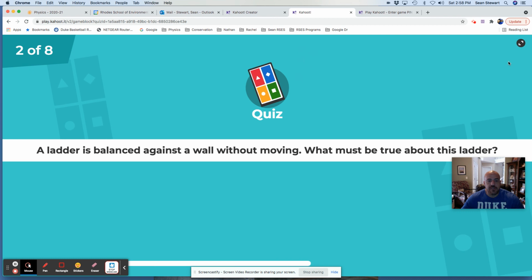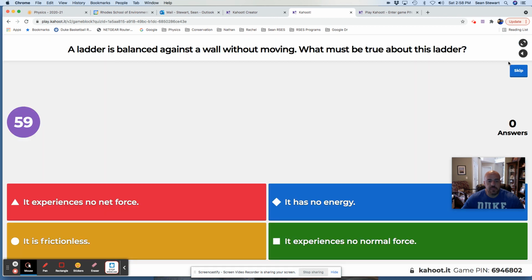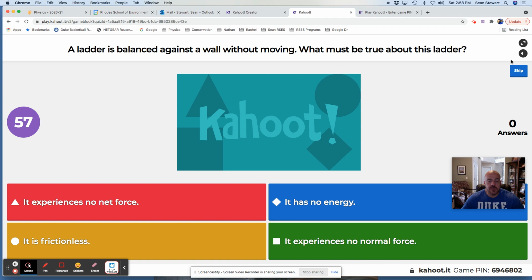A ladder is balanced against a wall without moving. What must be true about this ladder? Press pause while you think about it. All right, so this is the key, not moving. When something's not moving, it still has energy. It has gravitational potential energy, so that's not it.